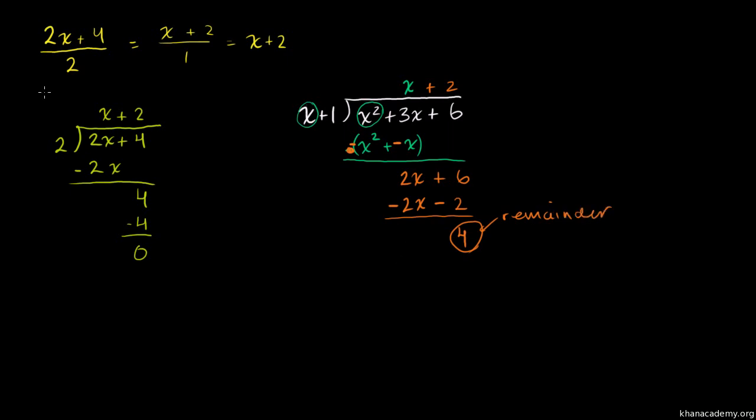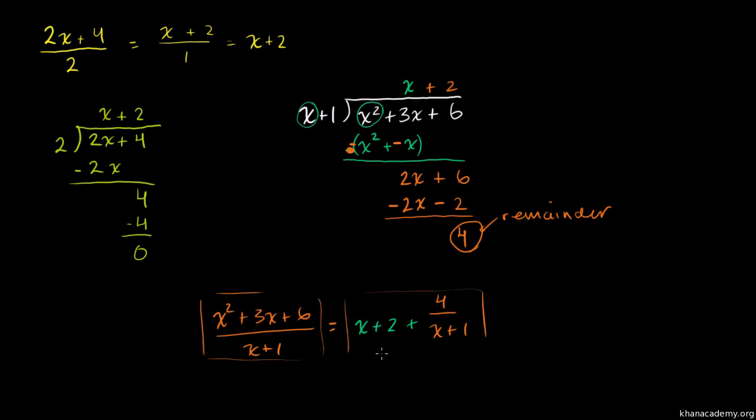So if we wanted to rewrite x squared plus 3x plus 6 over x plus 1, notice this is the same thing as x squared plus 3x plus 6 divided by x plus 1. This thing divided by this. We can now say that this is equal to x plus 2 plus the remainder divided by x plus 1, plus 4 over x plus 1. This right here and this right here are equivalent.